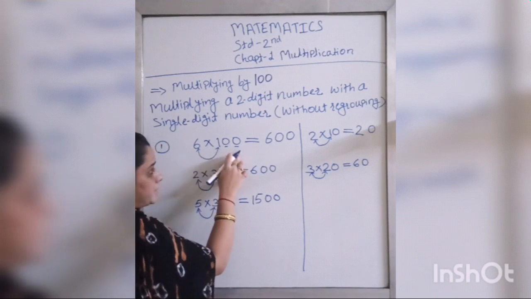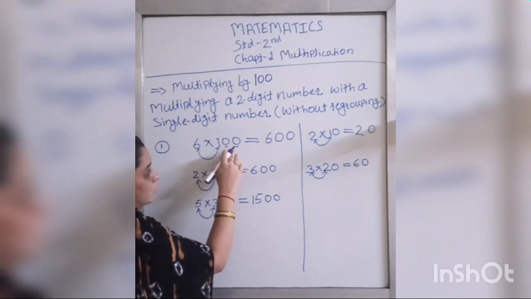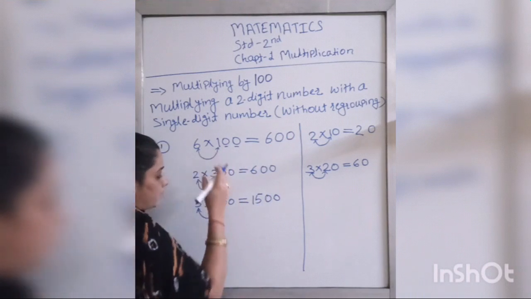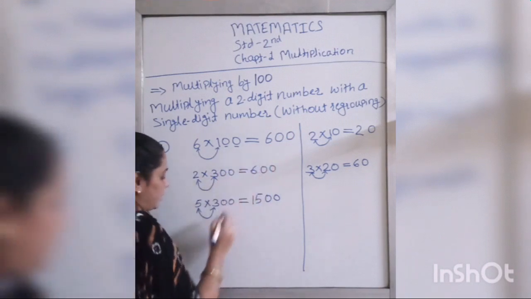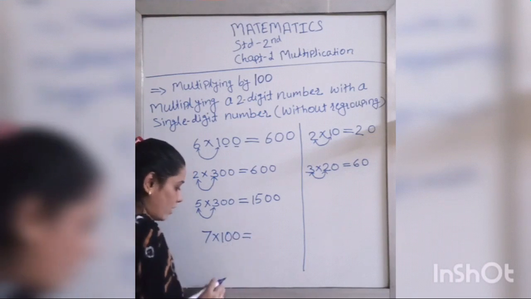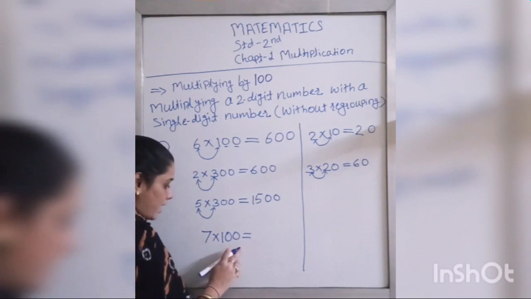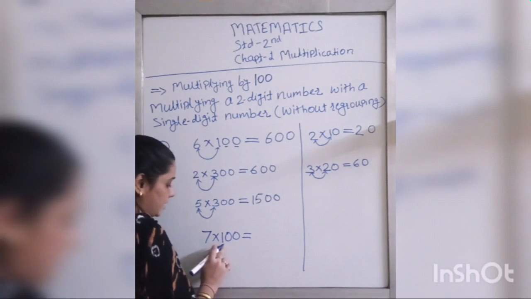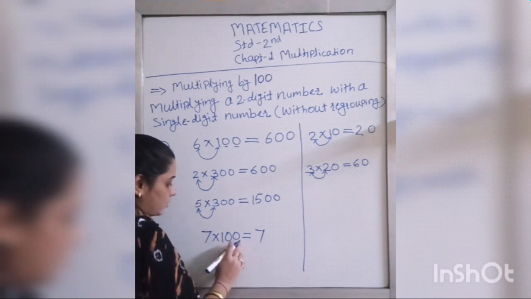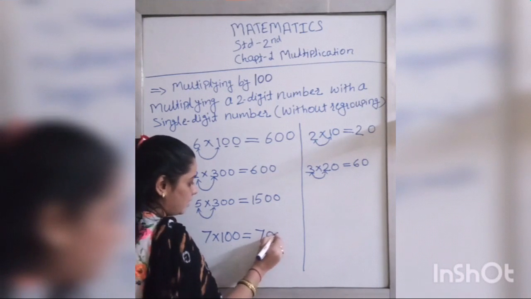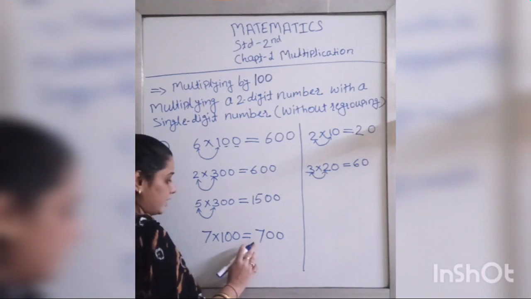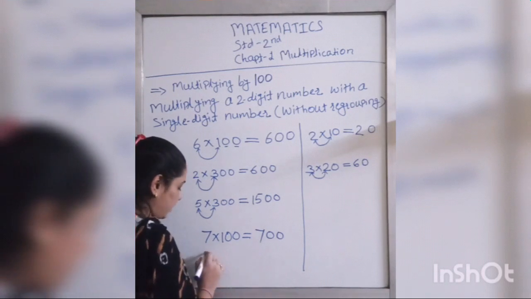In 100, how many zeros are there? 2 zeros. So we will write 2 zeros, whatever the number may be. See, 7 multiply 100. Can you tell me what will be the answer? 7 ones are 7. This number we will write as it is. Now these 2 zeros we will write. That is, 7 multiplied by 100 is equal to 700.